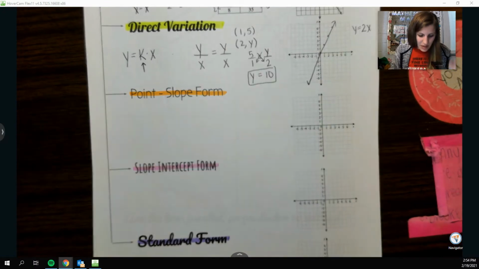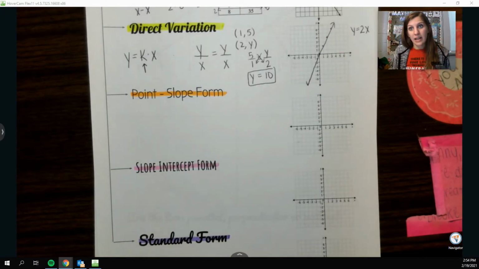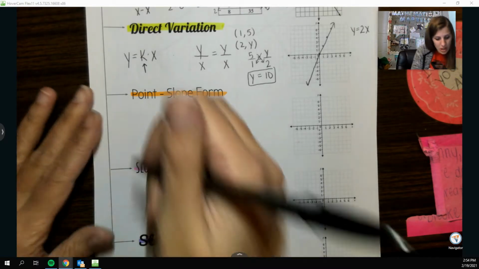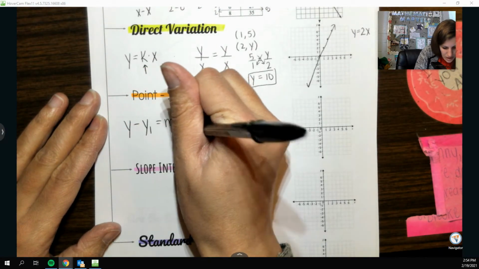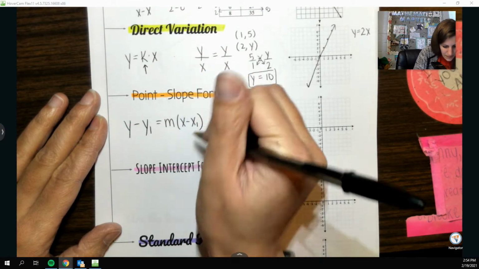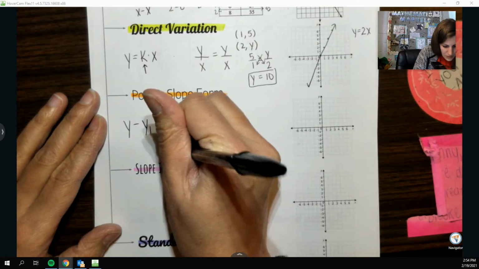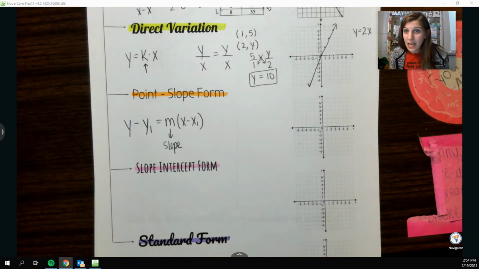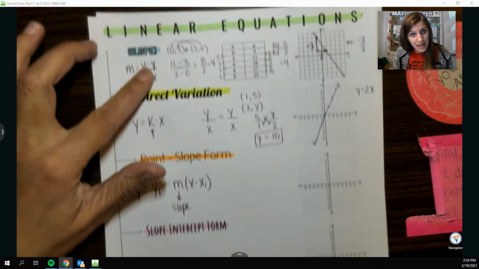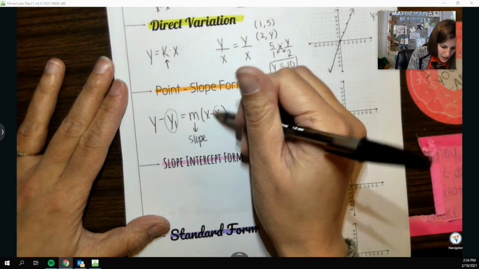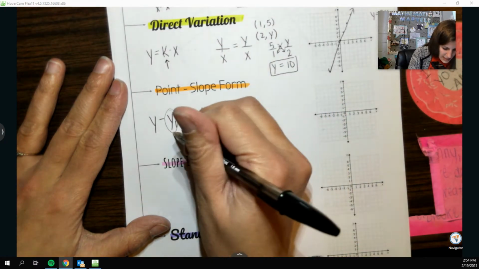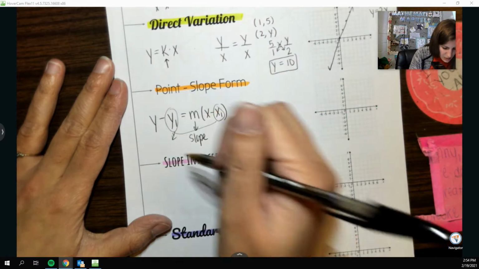Next, it was all about the forms of the line, guys. So we're writing equations of lines. A really good one to use is point slope form. It's very versatile. It looks like y minus y1 equals m times parentheses x minus x1, where m is your slope. And hopefully they tell it to you, but if they don't, you're going to have to find it by doing this. And then your x1, y1 is a point somewhere in space.